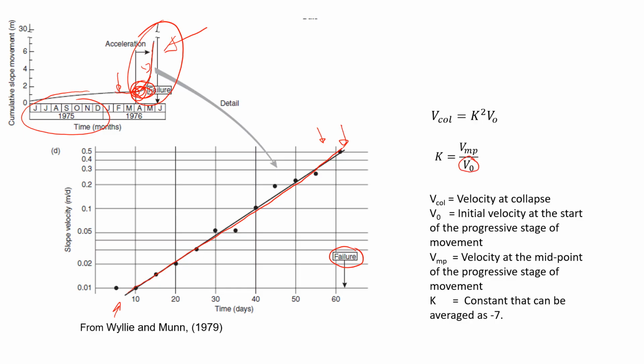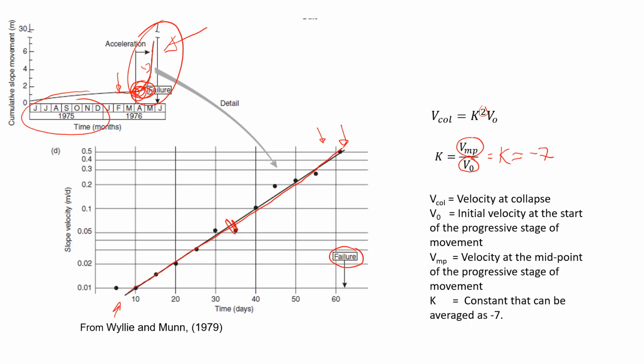That's the initial velocity. Then, once we have lots of points here, we can get a point in the middle. That will be a middle point velocity, and we're going to get the ratio between these two numbers, and that will give us the constant value of k. From the previous studies, the estimation is that k should be around -7. I'm not sure why it's negative, but anyway, we just use a positive number here because it's to the power of 2, but it should be around 7.